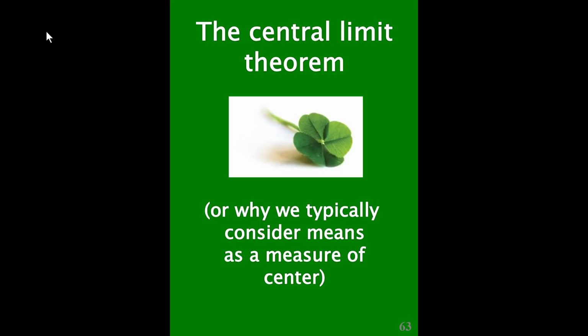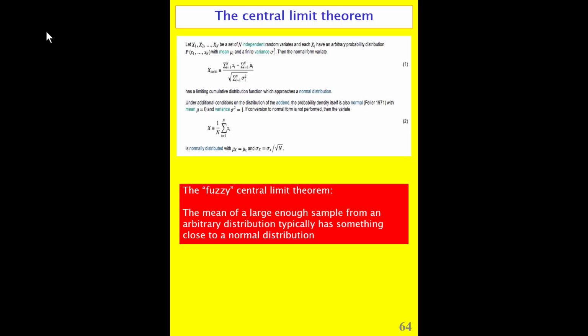Okay, central limit theorem, I'll show it in glorious mathematical detail, and in a little bit easier to understand natural language. It's not exactly the same in this case. The top part is the true mathematical wording of the whole thing. If we have a set of n independent random variates, and each of these has an arbitrary probability distribution with a given mean and some variance, then x norm has a limiting cumulative distribution function which approaches a normal distribution. Yeah, it's really hard to understand what that means.